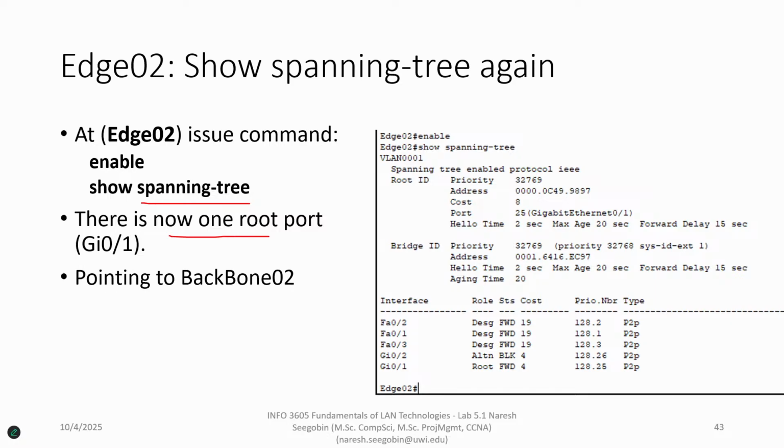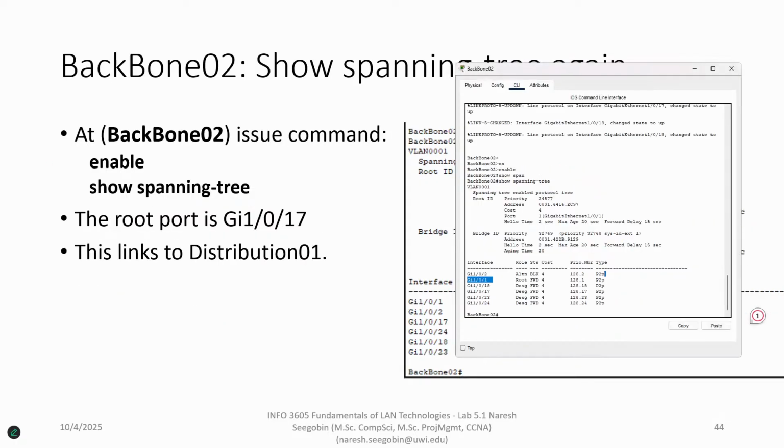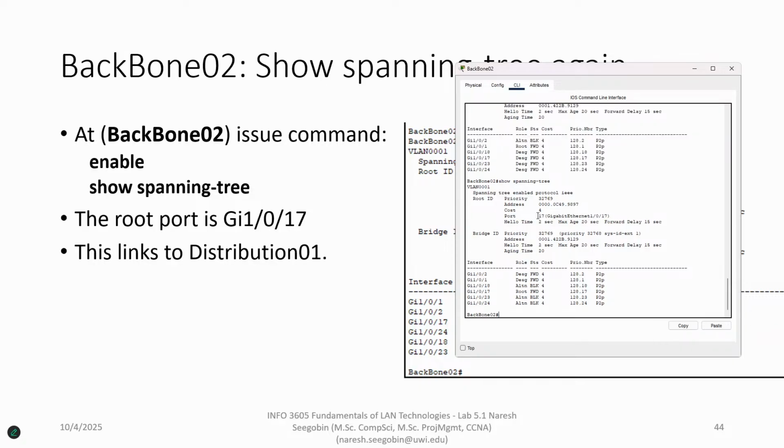There's now one root port going back to backbone 02. We don't need to trace it. Well, we could trace it if we want. So let's go back one. So now it's changed, right? Something's changed. Alternate port. That's changed now.